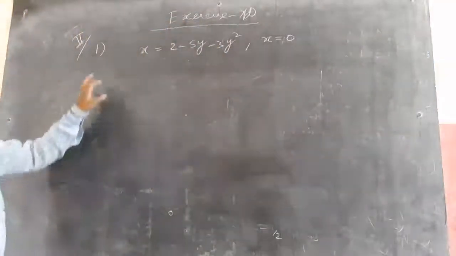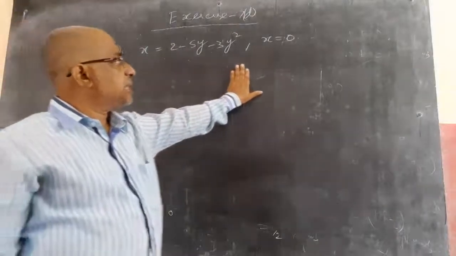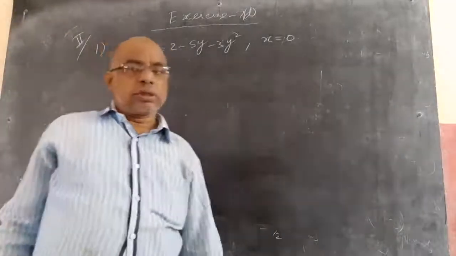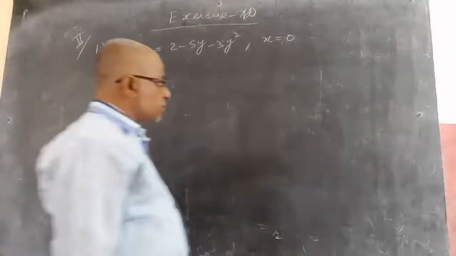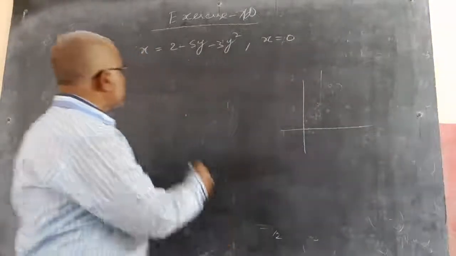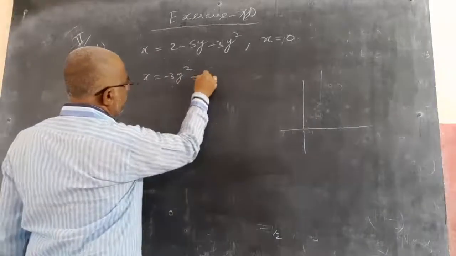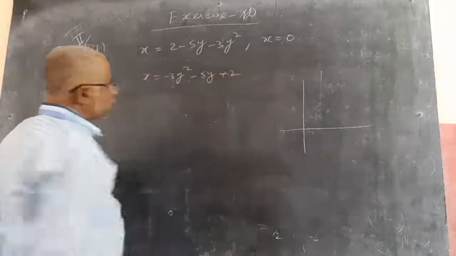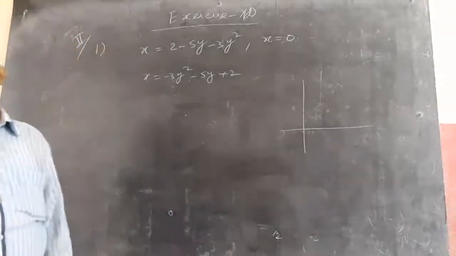Now find the area of the curve between x equal to 2 minus 5y minus 3y square and x equal to 0. How will the curve be? If you want, you can arrange it like this: minus 3y square minus 5y plus 2. Now you can see that this is a quadratic in y.